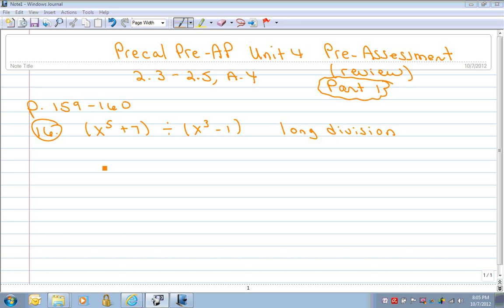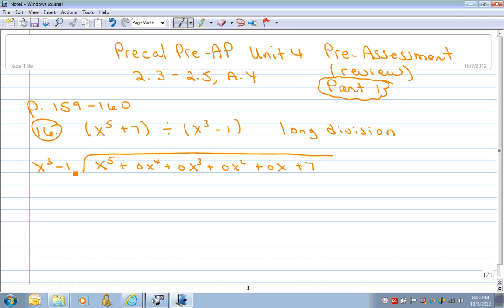So here we go. Under the house, old-fashioned division, I'm going to have x to the fifth plus 0 x to the fourth plus 0 x cubed plus 0 x squared plus 0 x and then plus 7. And we're going to do long division, and we're going to divide by x cubed minus 1. All right, x cubed times what gives me x to the fifth? That would be x squared.